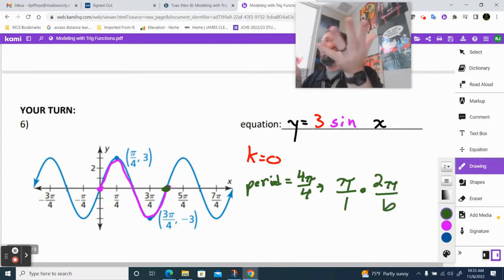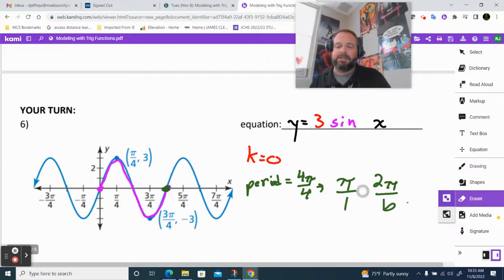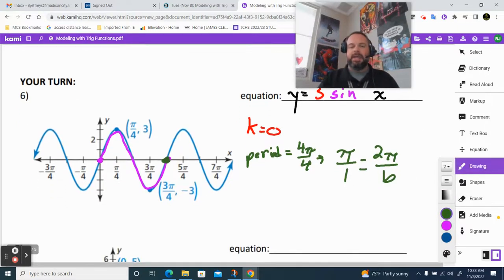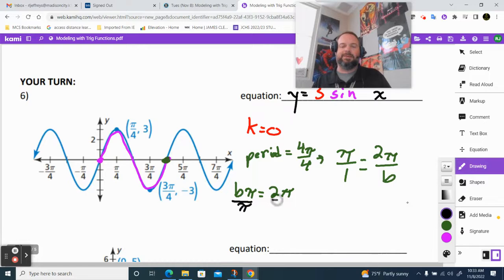Okay, so we set it up. That's our period is pi. So pi over 1 equals 2 pi over b. Not multiplied, Jeffries. That's actually an equal sign. Let's not confuse more people by breathing. Okay, and so we cross multiply. This is b pi equals 2 pi. I'm going to divide by pi. Divide by pi. So our b actually equals 2.